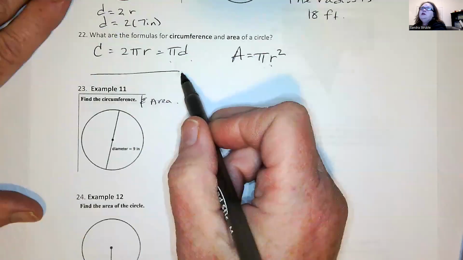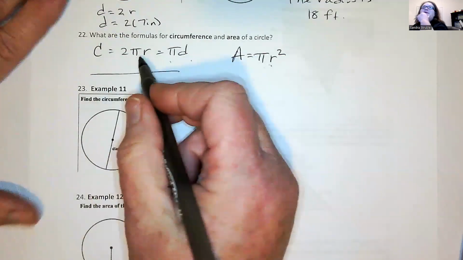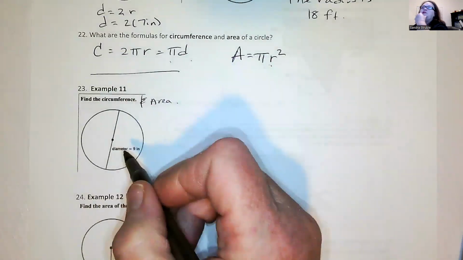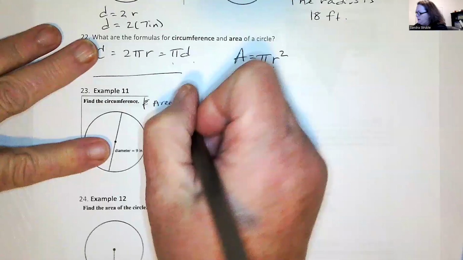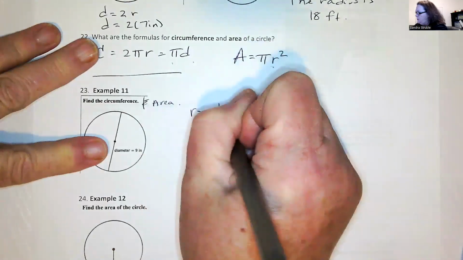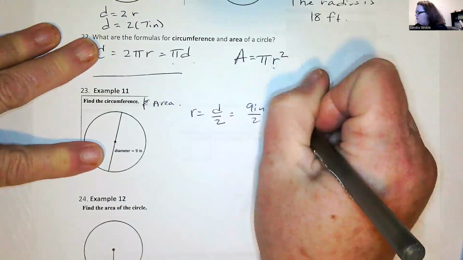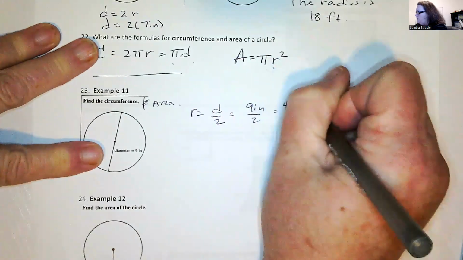All right, so I'm going to do 2 pi r, because I'm going to need to find out what the radius for this is. So the radius is just equal to the diameter divided by 2. It's 9 inches for the diameter divided by 2. So the radius is 4.5 inches.